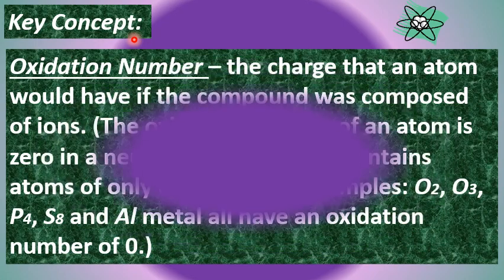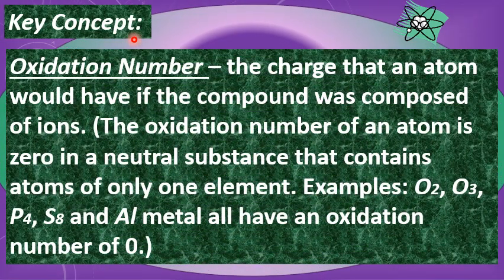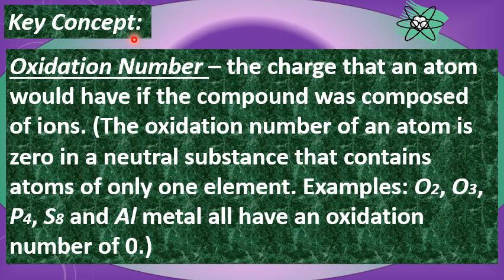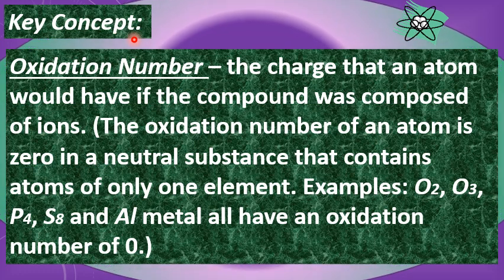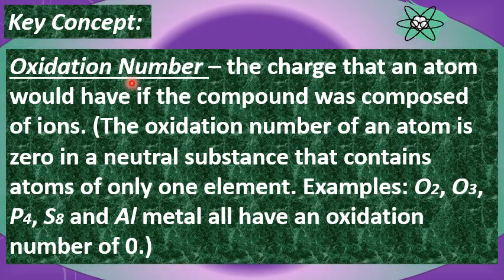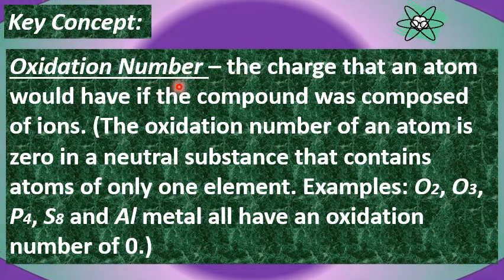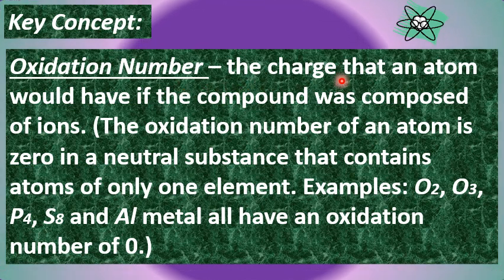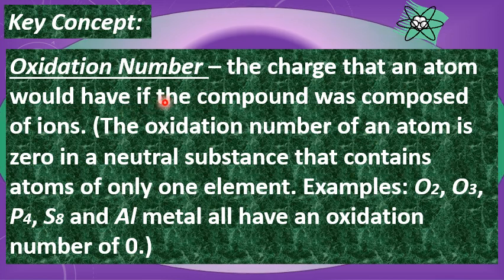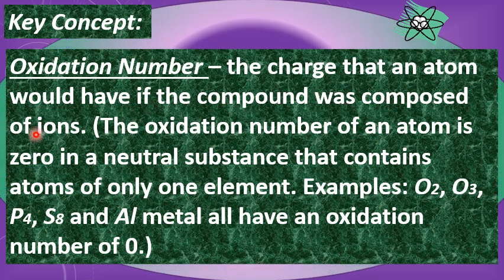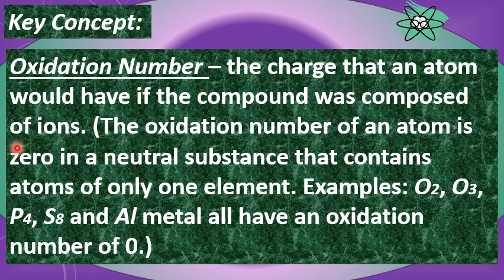In our past episode, you have learned that elements are arranged according to groups and periods. In order to understand formula writing, we have to define an important term, that is oxidation number. So when you say oxidation number of an atom or an ion, it refers to the charge that an atom would have if the compound was composed of ions.